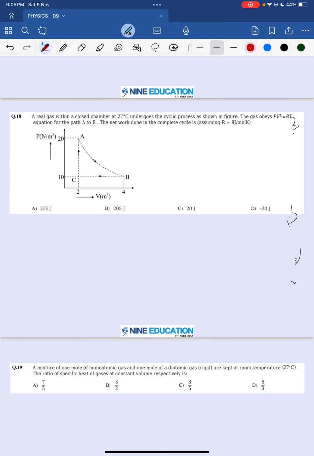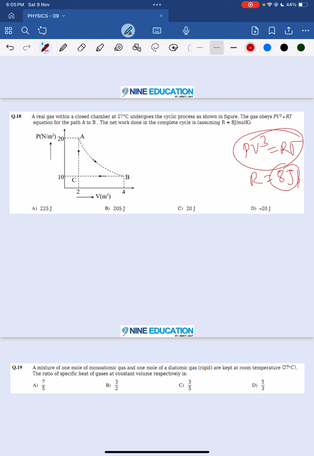Now the next one we are able to see is a real gas in a closed chamber at 27 degrees Celsius undergoes a cyclic process as shown in the figure. The gas obeys PV cube equals RT. All right. For the path A to B, the net work done in the complete cycle is given as 8 joule per mole Kelvin.